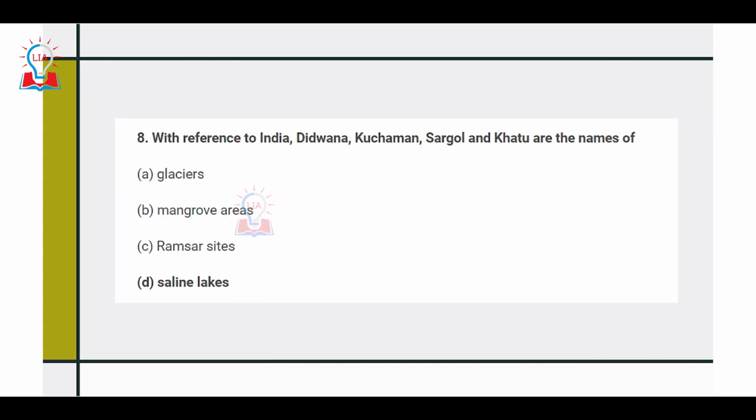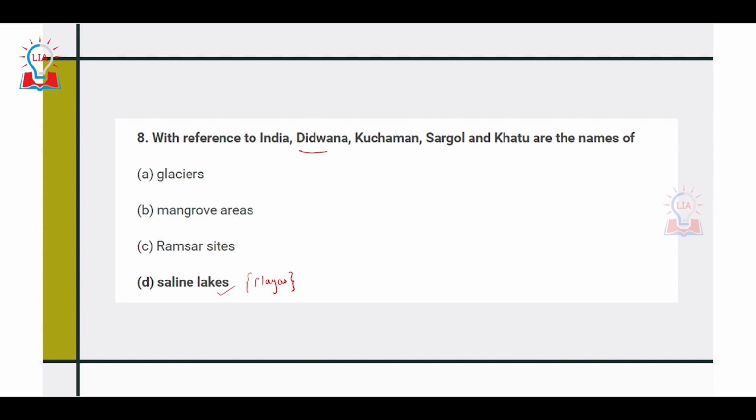Then again, the question is from Indian geography. We can say it is a map-based question where it has been asked that with reference to India, Didwana, Kuchaman, Sargol and Khatu are the names of what? Whether they are glaciers, mangrove areas, Ramsar sites or saline lakes. So this is again a very factual question, and these are saline lakes which are also geographically referred to as playas.